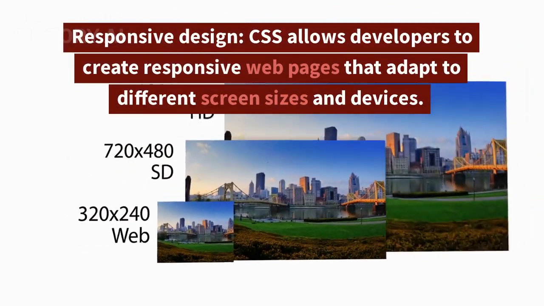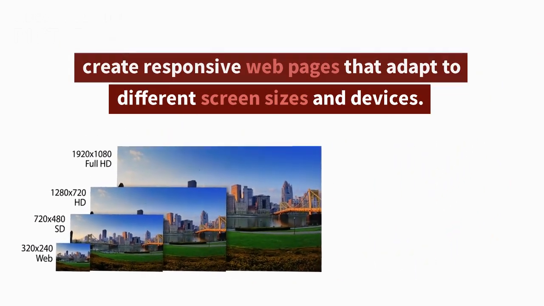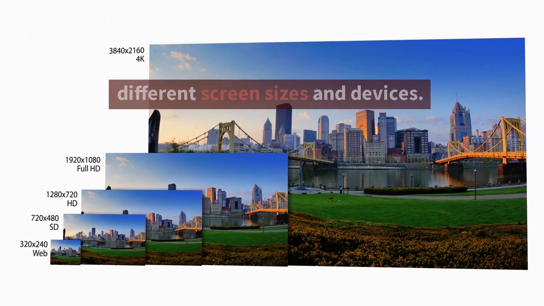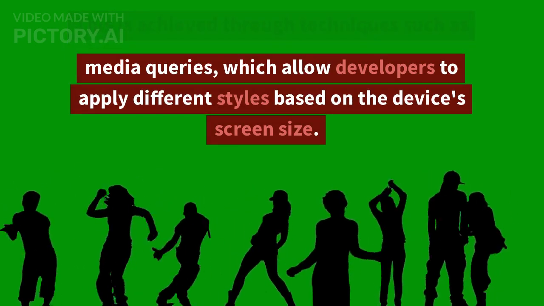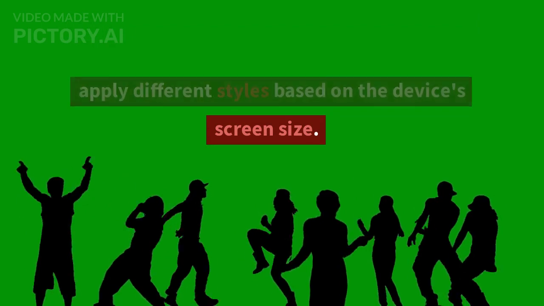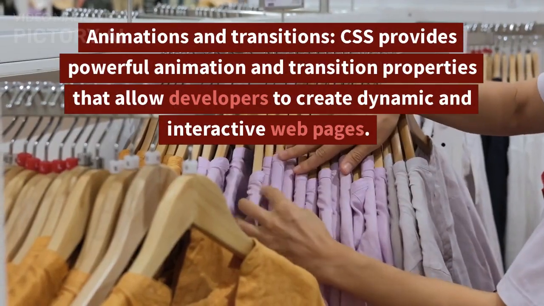Responsive design. CSS allows developers to create responsive web pages that adapt to different screen sizes and devices. This is achieved through techniques such as media queries, which allow developers to apply different styles based on the device's screen size.